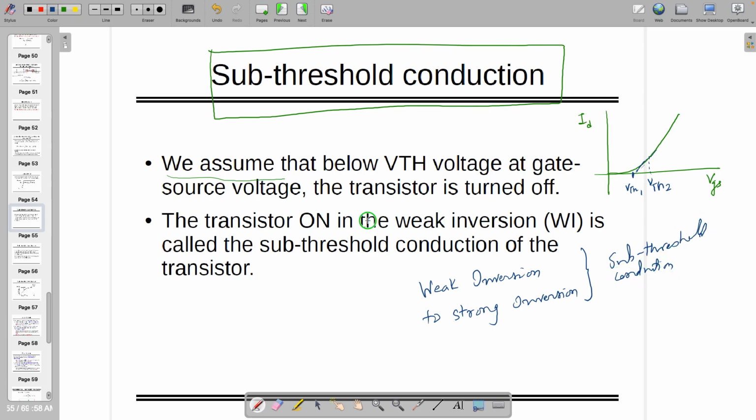It is also written here: transistor on in the weak inversion is called subthreshold conduction of the transistor. Both the sentences copied from Behzad Razavi. So subthreshold conduction is sometimes dangerous also. The transistor can give you amplification. You wanted to keep it off, but it's not off. It can act as a switch even if you don't want that to be on. So that's why sometimes we need to check the subthreshold conduction whether it is there or not.